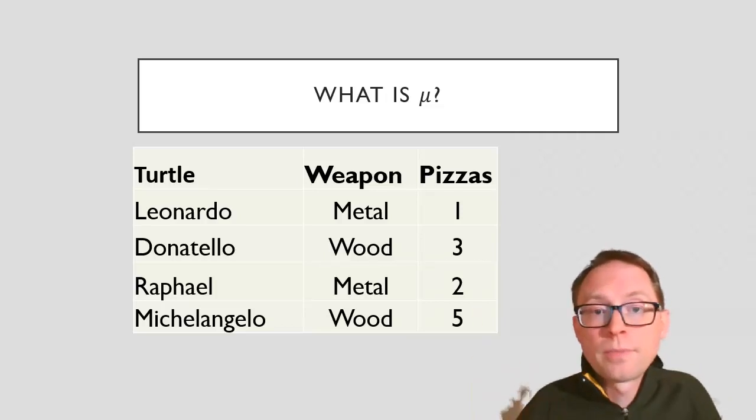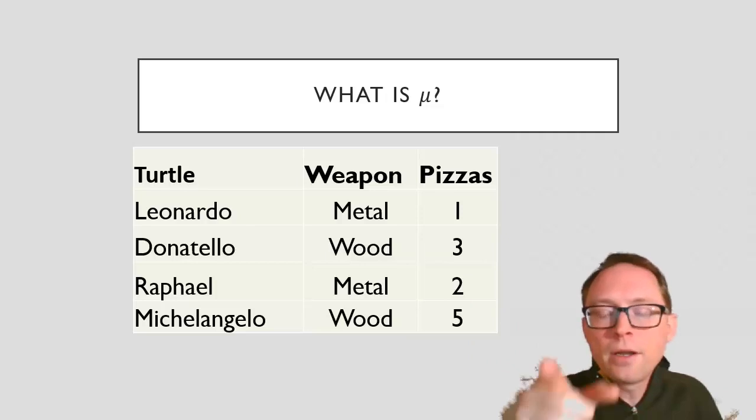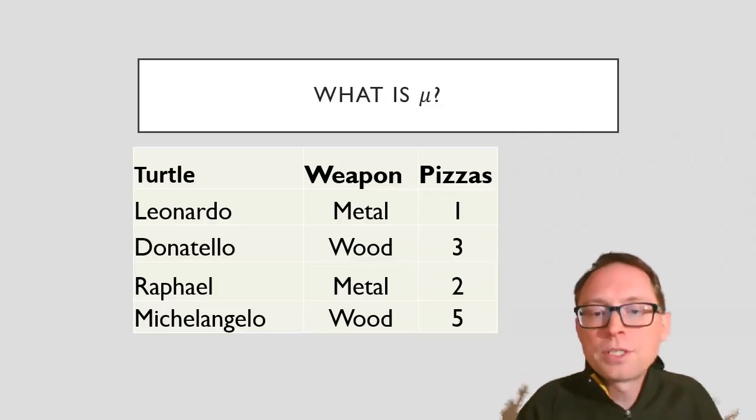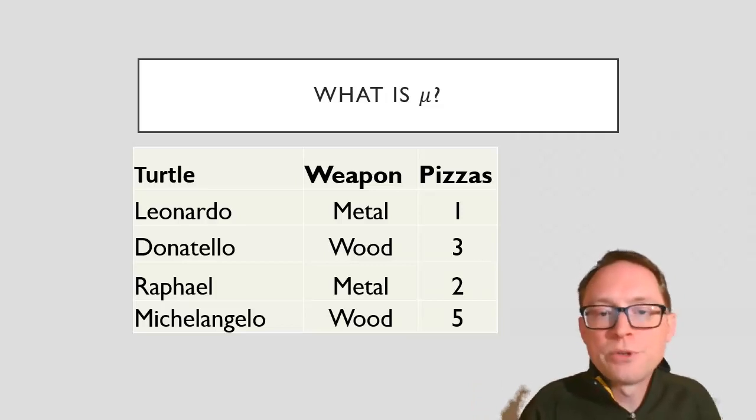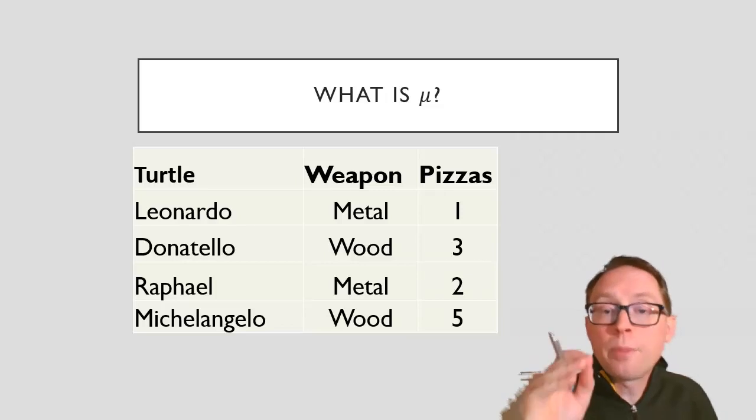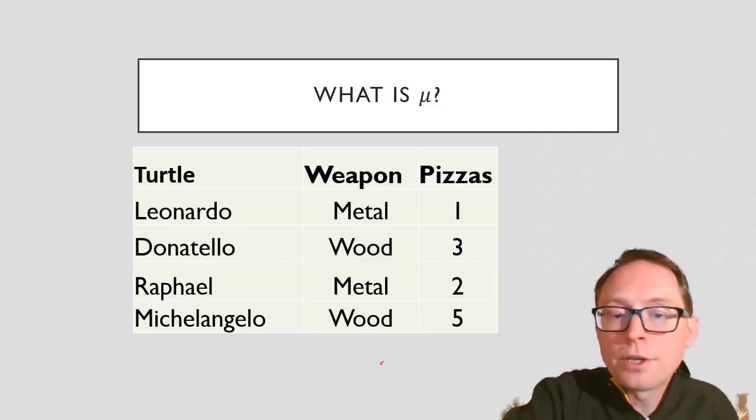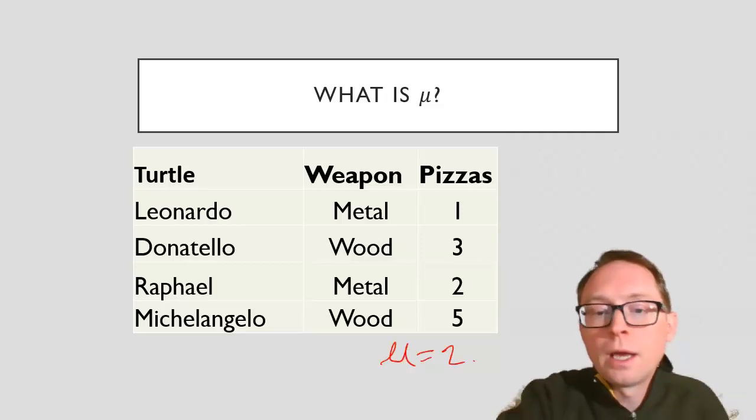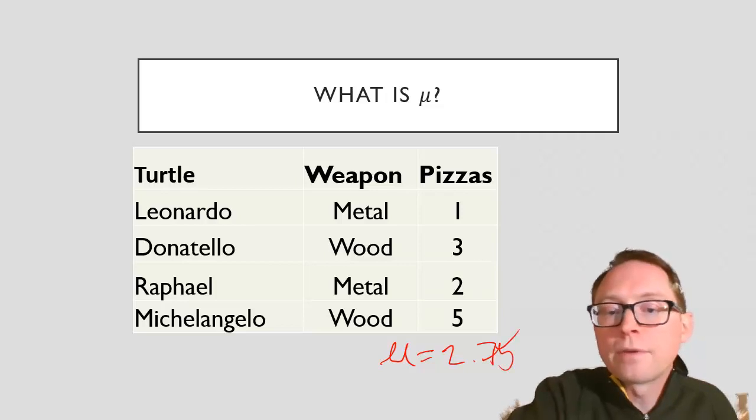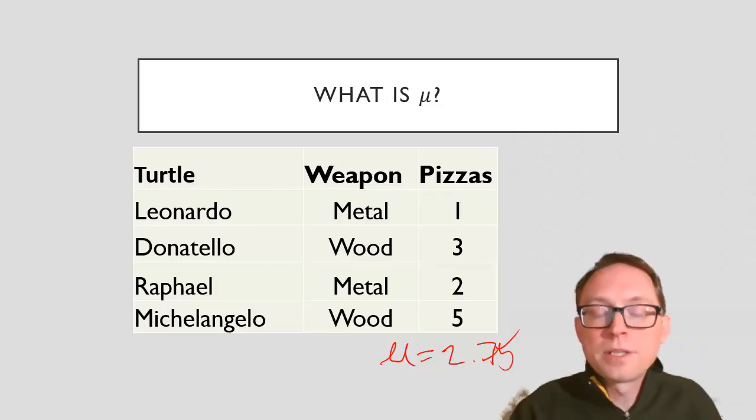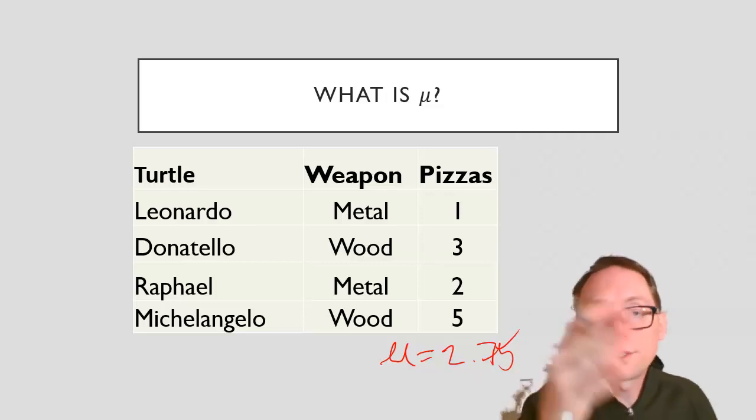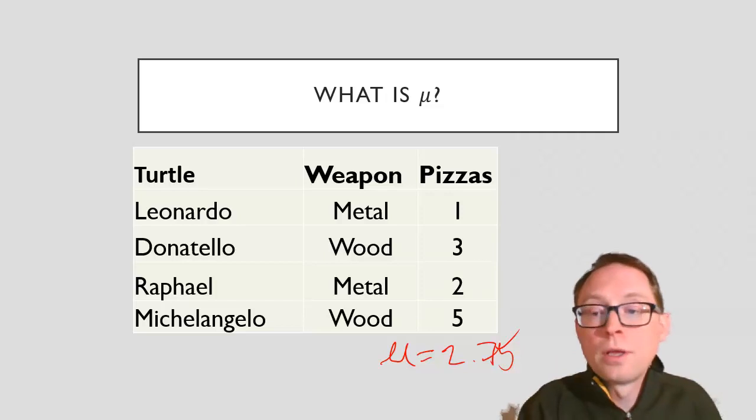So let's start with this. Remember, this is the entire population, all of the possible Teenage Mutant Ninja Turtles, there are no others. What is mu? Mu is the mean for the population. In this case, the only mean that we can calculate is for pizzas, right? So I'm asking you, what is the mean for pizzas for this population? In this case, it is 2.75 pizzas. That is the mean. The reason why we use mu instead of x bar is because this is the entire population of Teenage Mutant Ninja Turtles, all of them.